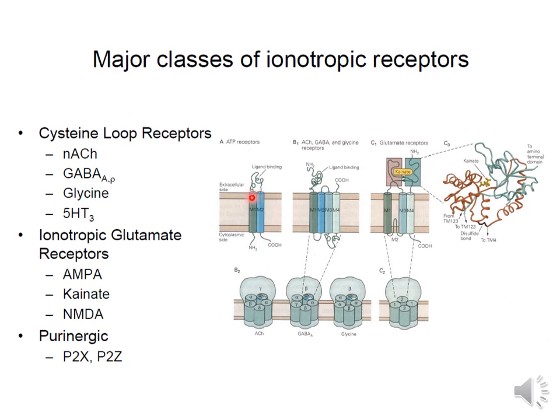And here there is an example of one of each of those receptors. The first one is the purinergic, and this is a representation of what we've seen in the previous slide. This is how acetylcholine, GABA, or glycine receptors look for each subunit, and this is how the glutamate receptors look for each subunit.